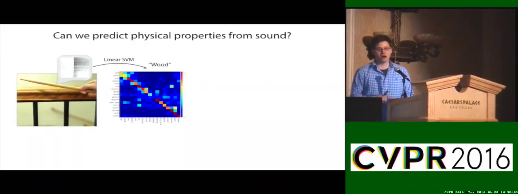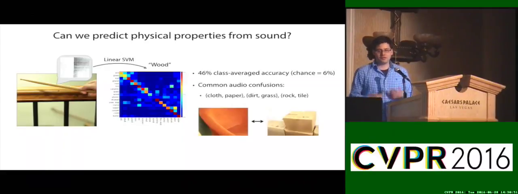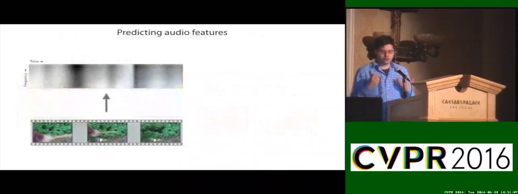We can just train a linear SVM on these sound features, and we see that indeed this is a very good representation. The classifier gets about 46% class averaged accuracy on a 17-way classification problem. And this is in the ballpark of what you'd get if you trained a visual classifier with CNN features. So this suggests that, as we suspected, these sounds are informative about physical properties.